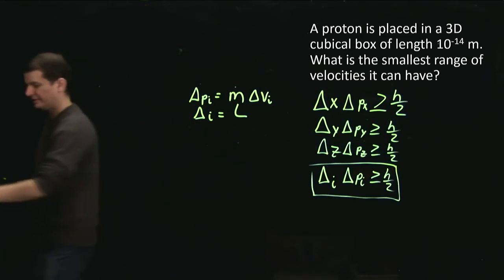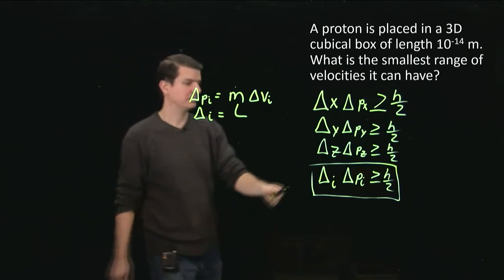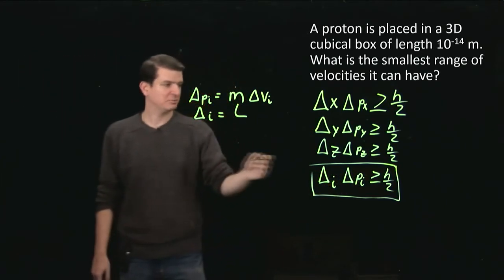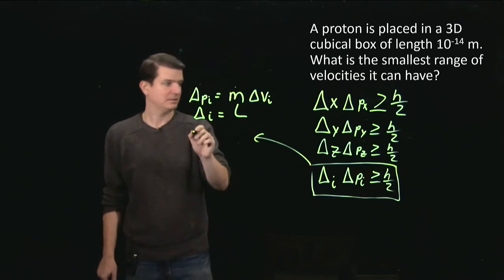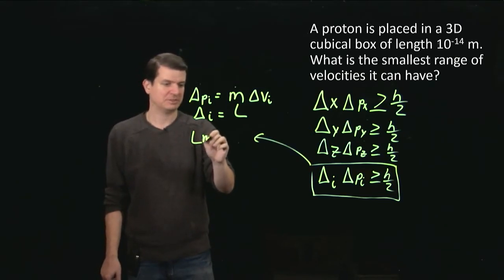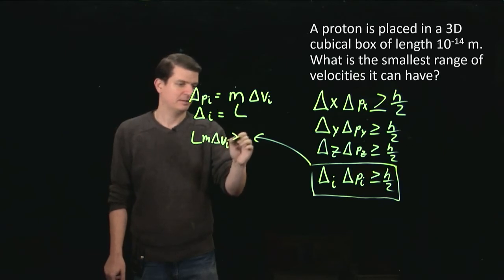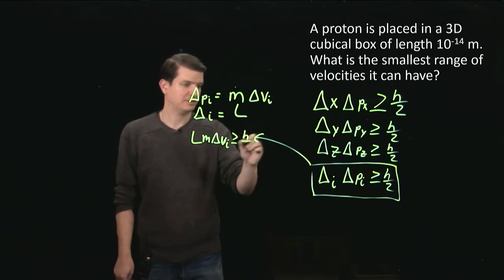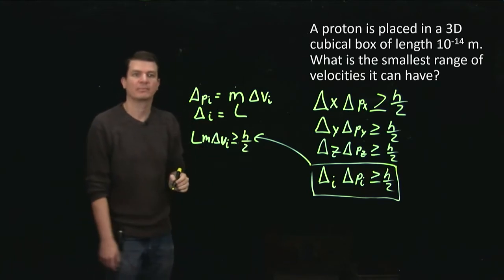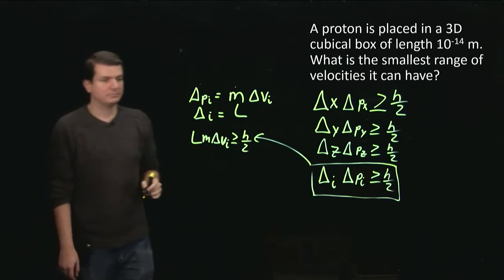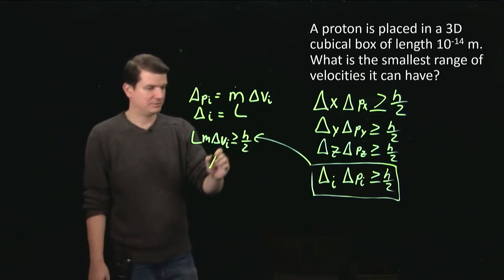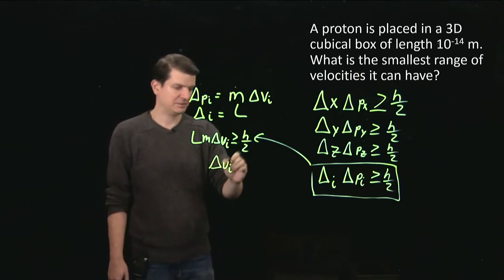So I can just write it like that. And then I can come back and look at my equation. And that equation in the box turns into just the fact that L times m times delta vi has to be greater than or equal to h on 2. Now, we want something about the velocities, and delta vi.